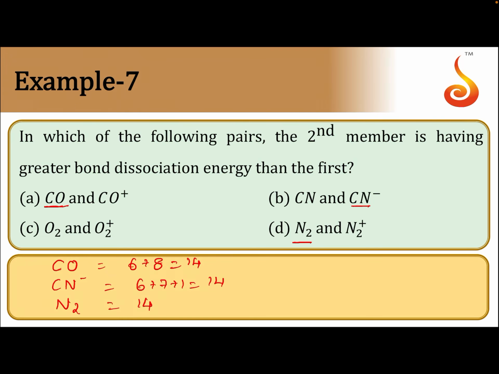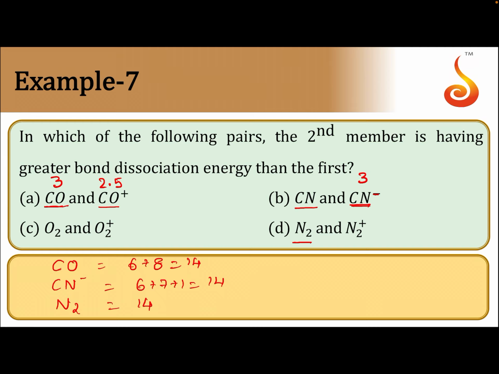So, carbon monoxide, number of electrons are 14, so bond order is 3. CO plus means you are removing an electron from bonding molecular orbital. So, bond order decreases. If this is 3, this should be 2.5. Then, cyanide ion bond order is 3.